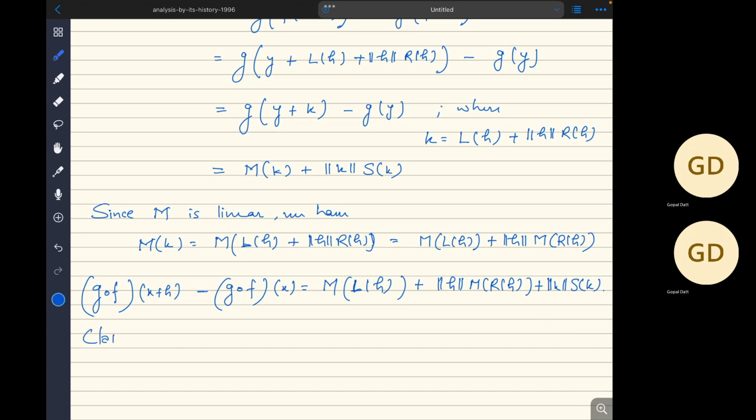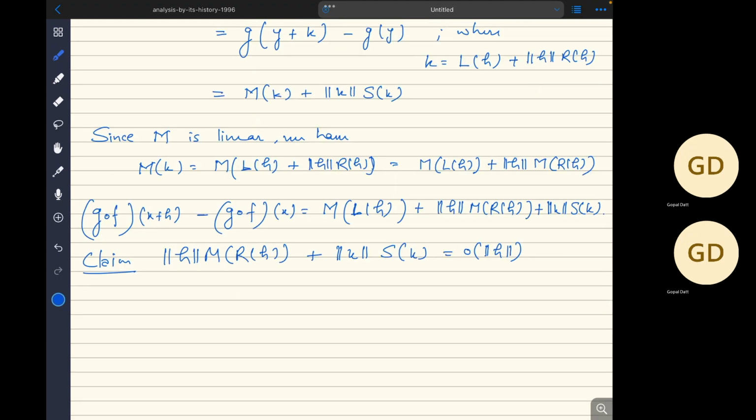So the claim is that norm h · M(R(h)) plus norm k · S(k) is of order h. Okay. So for this, consider this term plus norm k · S(k) and use the triangle inequality. What do we get? We will get norm h.